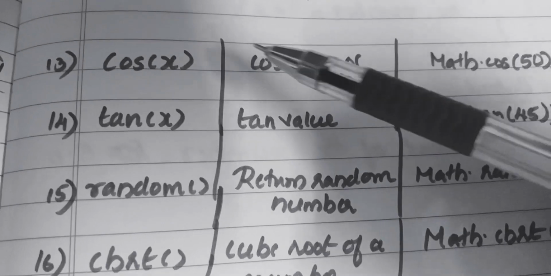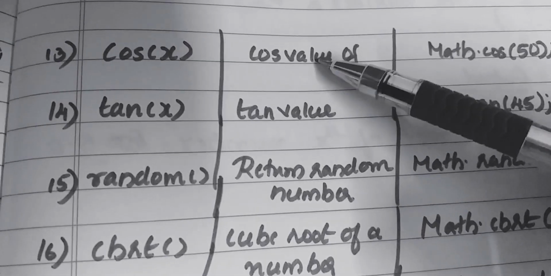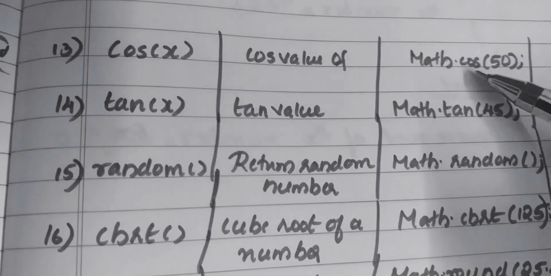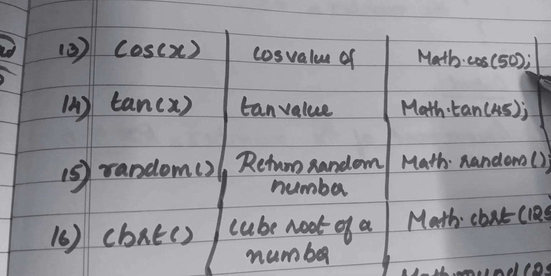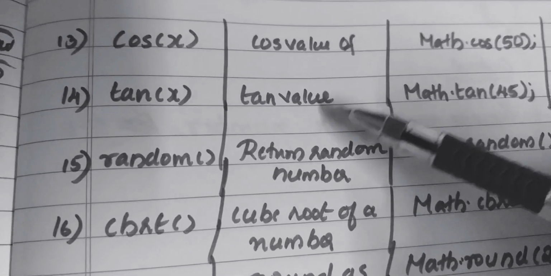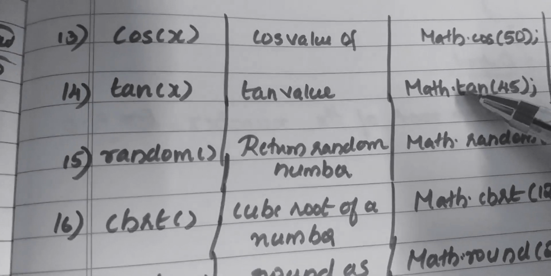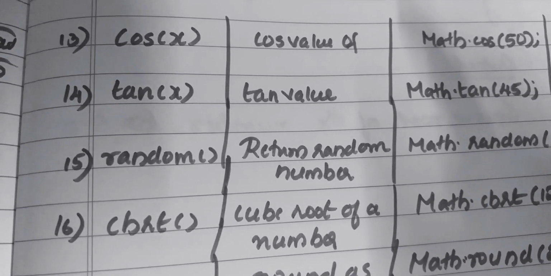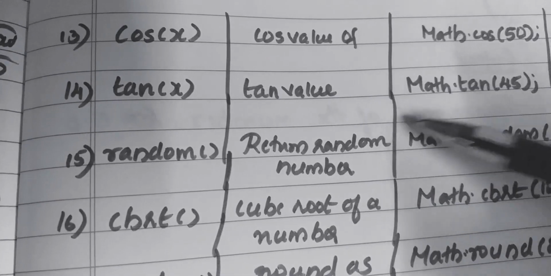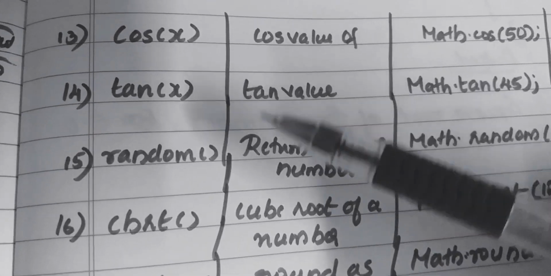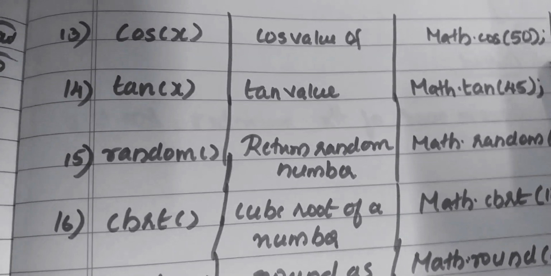The next math function is cos of x. To find the cos value of x, that is Math.cos(50). Then tan of x. To get the tan value of x, it is Math.tan(45). So all these are used to find the sine, cos, tan, to get the corresponding values in Java.